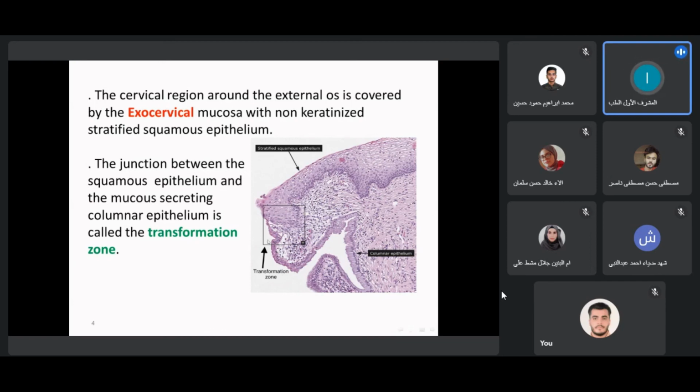This is particularly important because changes within this area are important. This is usually the most common site for carcinoma formation in the cervix. Therefore, even the screening for carcinoma is usually targeted at this area, the transformation zone.